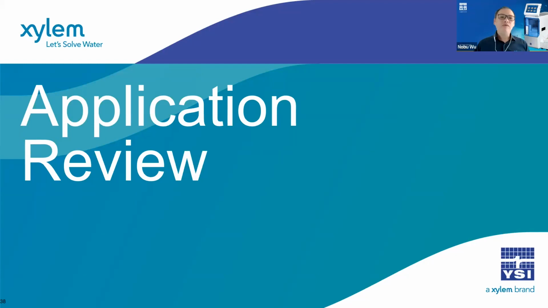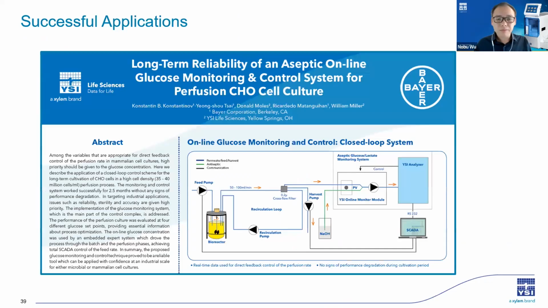Okay, then we go for the application review about the YSI analyzer. This is one of the typical examples for online use of the YSI 2900. This is a customer in the United States. How could they use the online system to control glucose monitoring, and then eventually make sure the perfusion of the CHO cell culture is in good condition?